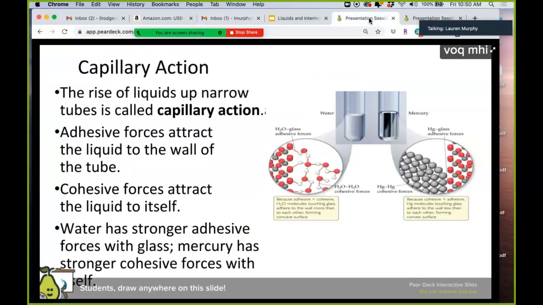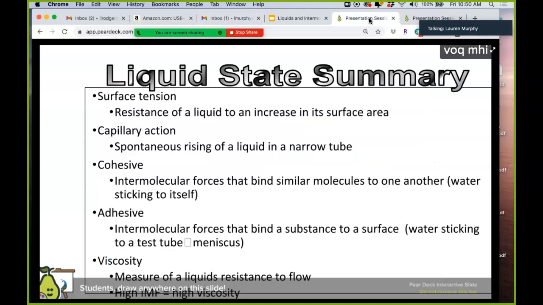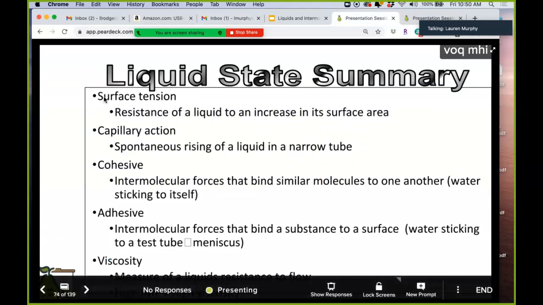Okay? That's cohesive forces. So this is just a summary of what I just said. Okay? You can read this when you pull up the notes.